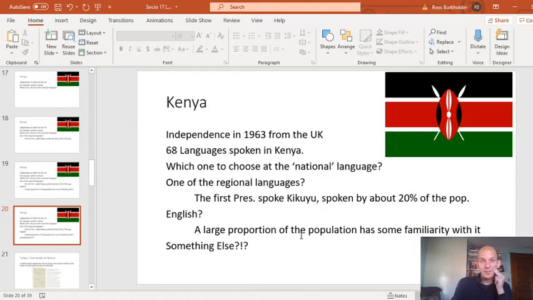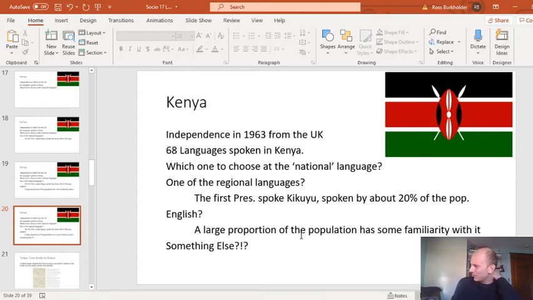Something else is kind of the answer, actually. Kenya went with 2 national languages. They did end up actually going with English as a national language, despite its colonial overtones. And they also went with Swahili. And Swahili is an interesting choice.